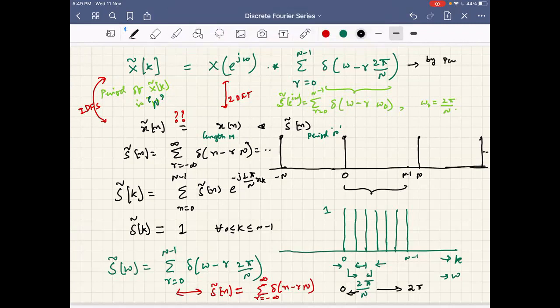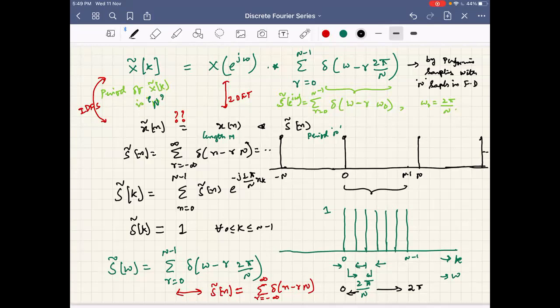By performing sampling with N samples in frequency domain, we are getting x tilde of k. This relation holds in frequency domain.